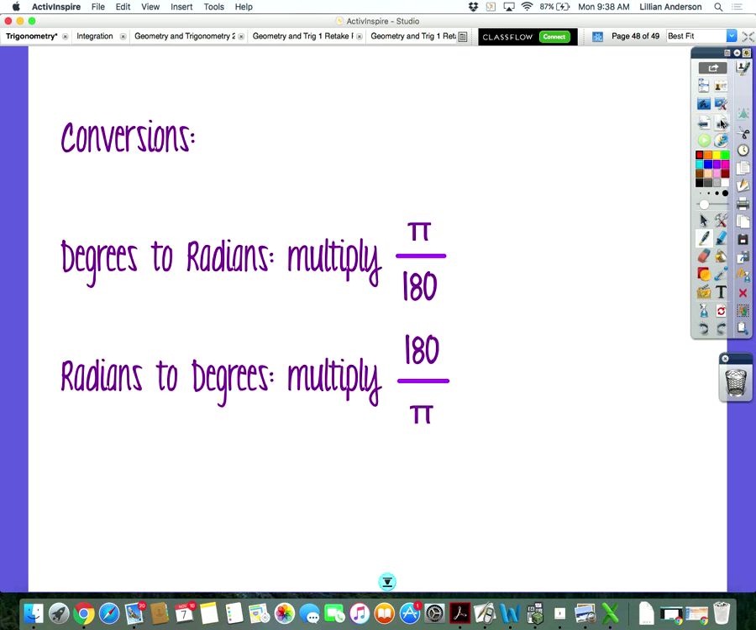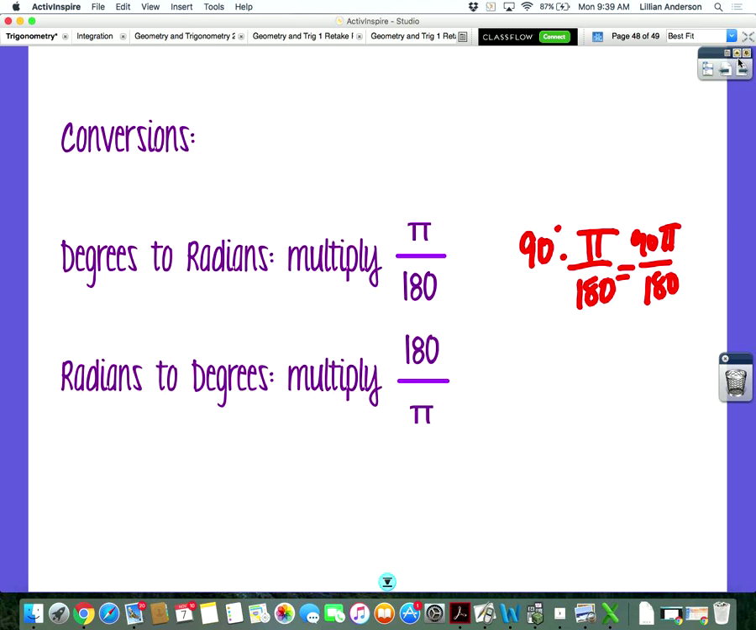Okay? And it is literally straightforward. So say your angle is 90 degrees and you want to convert it to radians. You just multiply by pi over 180. Multiplying straight across, that's 90 pi over 180, and you reduce to be what? Pi over 2. Simple as that.